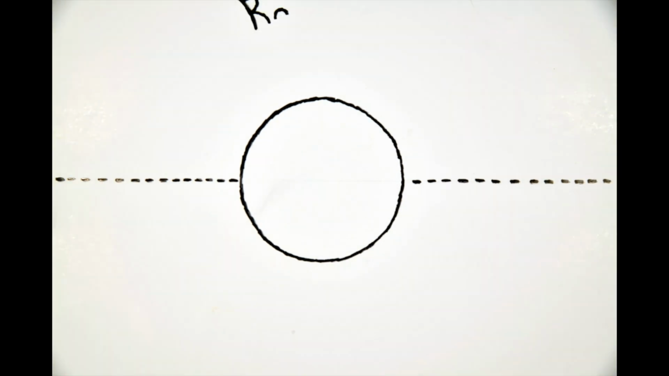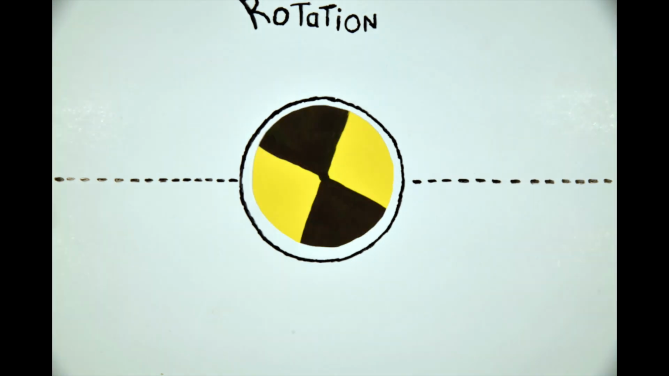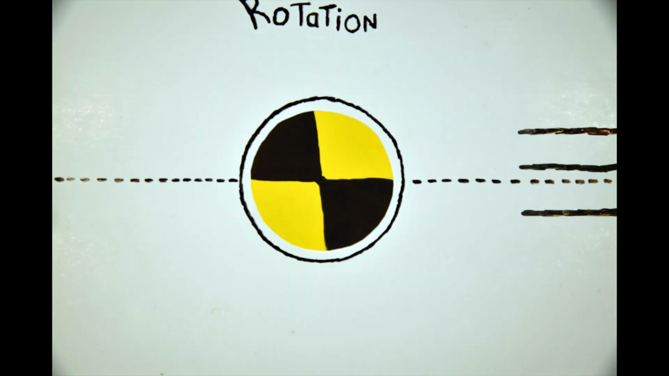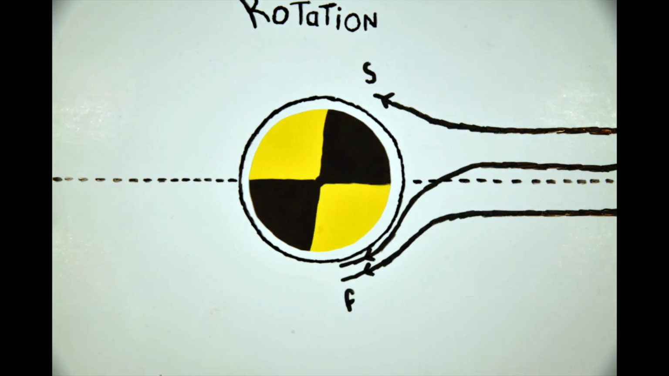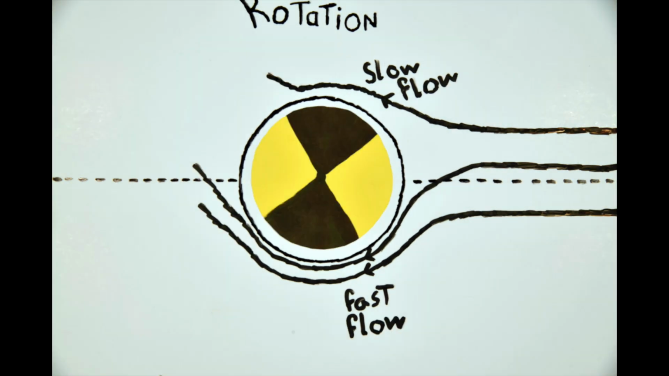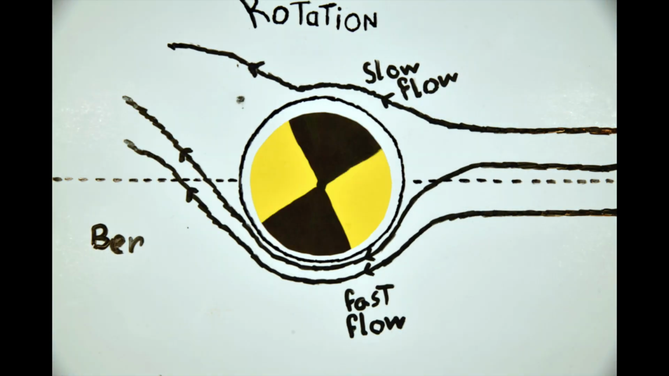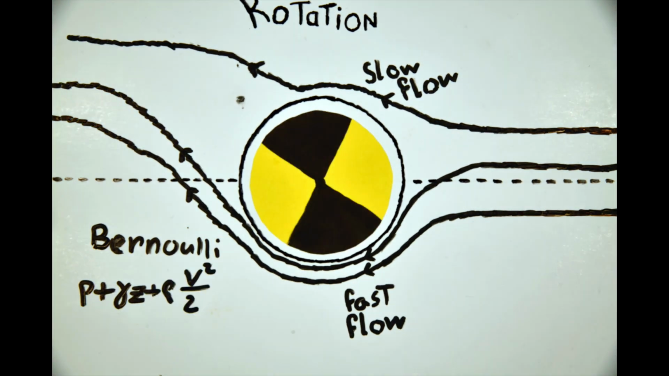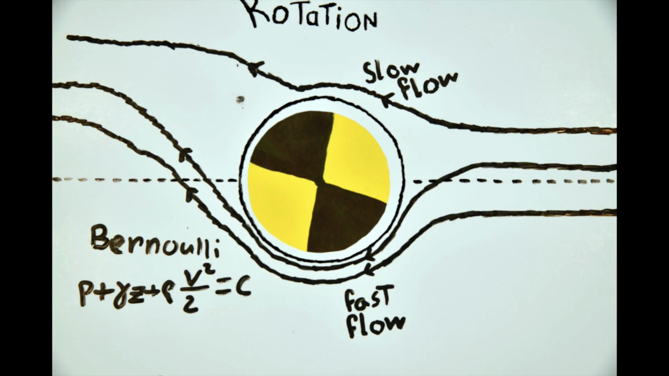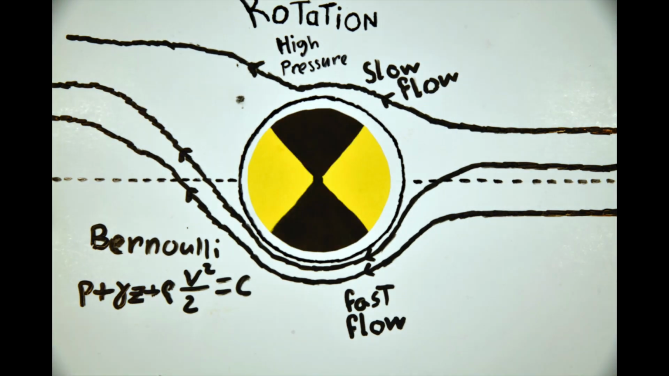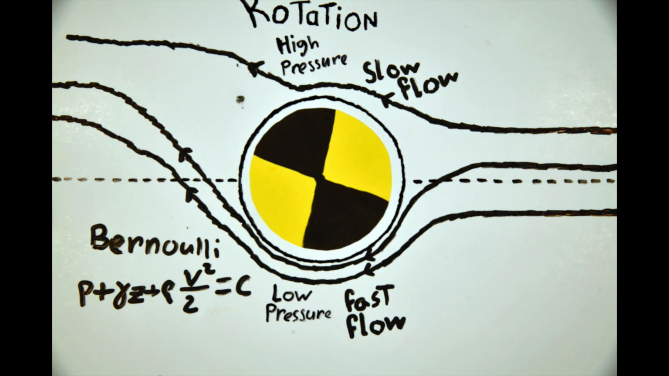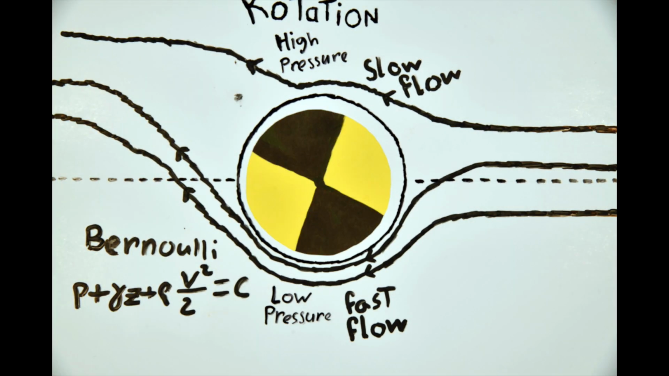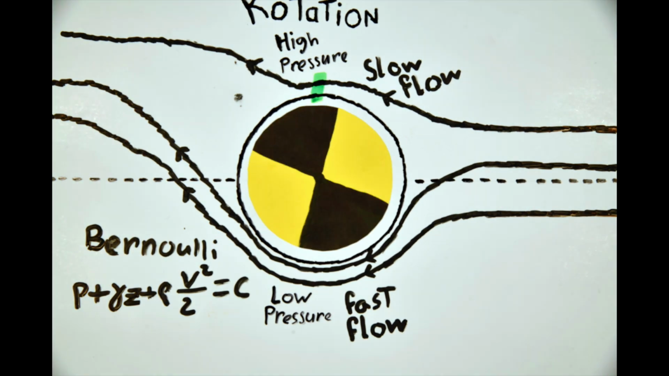But when the ball is spinning, you get the Magnus effect. On one side the wind is traveling against the rotation, and the other side it's traveling with the rotation. The air that's traveling against the rotation will slow down due to drag, and the air that's traveling with the rotation will speed up. According to the Bernoulli effect, slow flowing air will have a high pressure and the fast flowing air will have a low pressure. This gives a pressure gradient, giving a force downward.